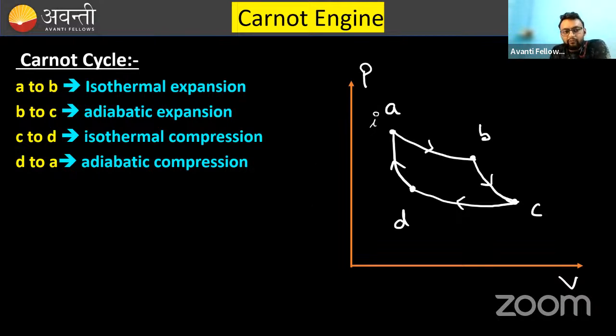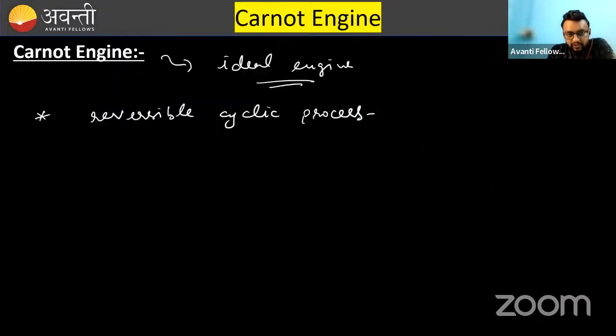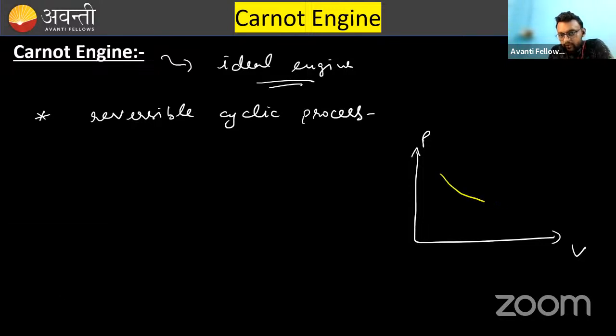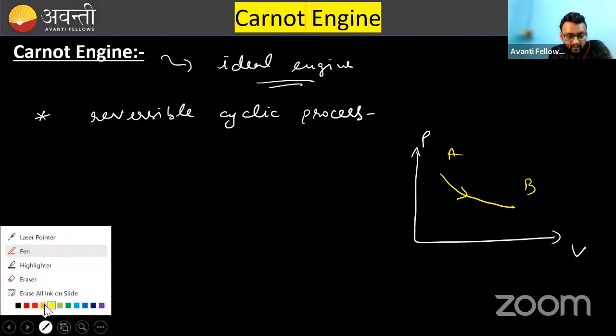You can see that. And what is the meaning of reversible process? I will explain the reversible process on this slide. Let's suppose this is a PV diagram, and a process takes place from A to B like this. And this is, you can say, expansion. You can see that.